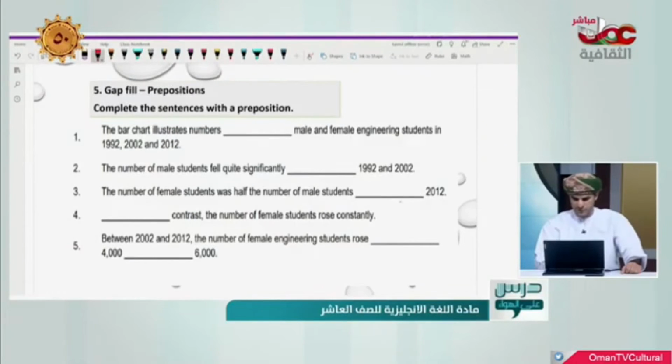In 2012. Before a year, which preposition do we use before a year? And before the word contrast, when you are comparing, the number of female students rose constantly. Between 2002 and 2012, the number of female engineering students rose. We are comparing. Students rose from 4,000 to 6,000. Something we usually do.